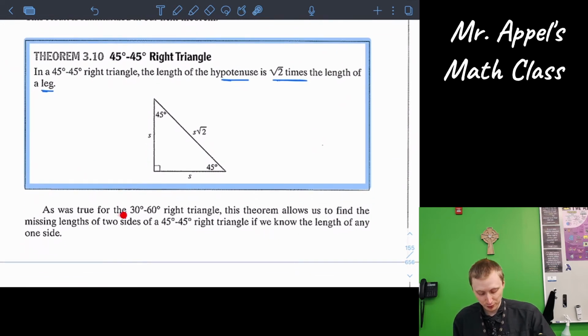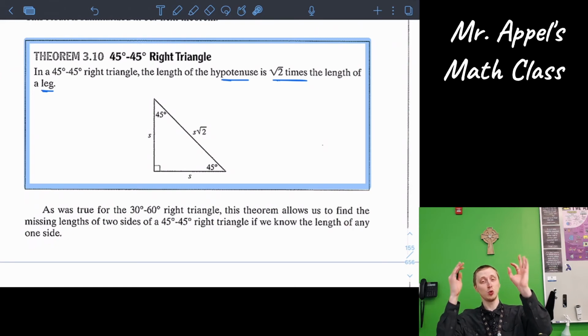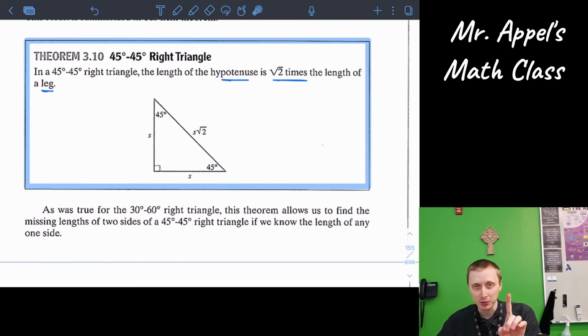And as was true for the 30-60-90 right triangle, this theorem allows us to find the missing lengths of two sides of a 45-45-90 right triangle if we know the length of any one side. This is more powerful. Okay? For any right triangle, we can use the Pythagorean theorem if we're given two sides to find the third. If it's a special right triangle, a 30-60-90 or a 45-45-90, we can find two sides if we're only given one. Okay? That's the difference.